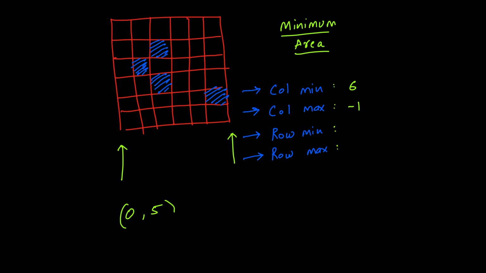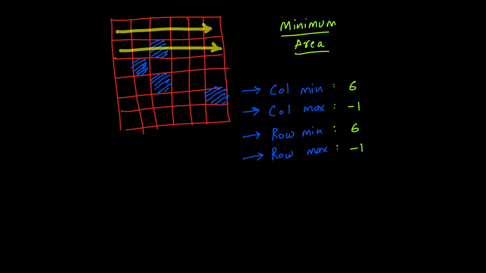If we complete the entire iteration and the default values are still the same, that is -1 or 6, we know that there are no 1s in the entire grid. The same logic will be used to calculate the default values for row min and row max. Now we can start iterating through the entire grid cell by cell.